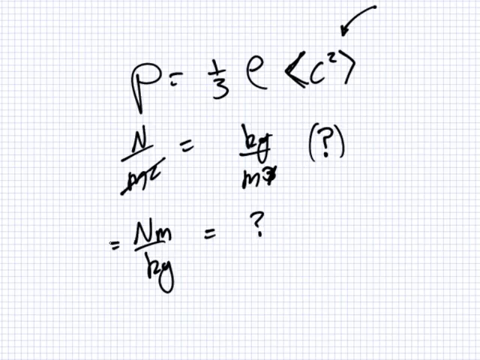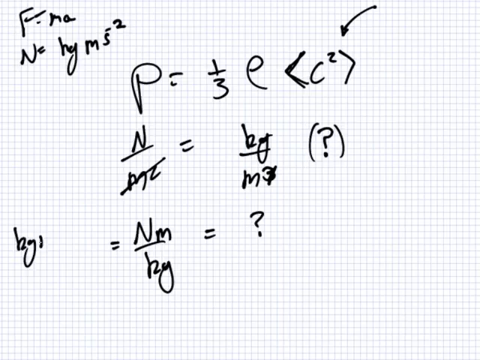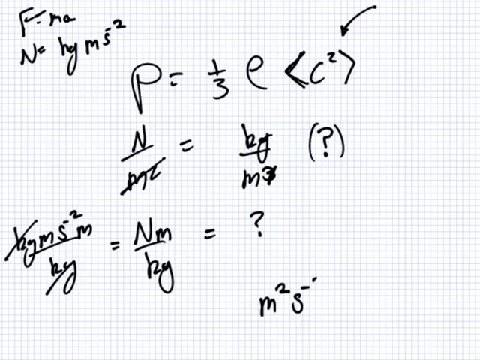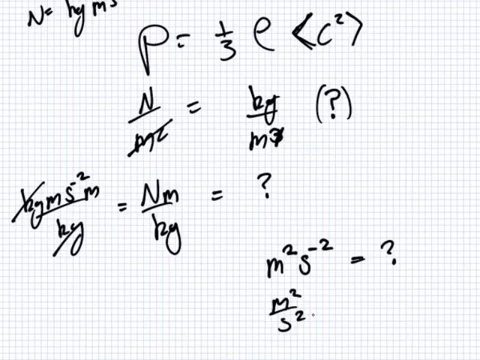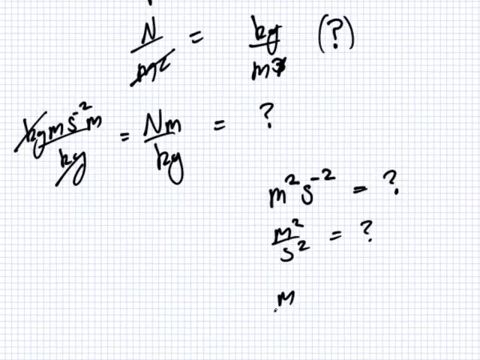Now, we need to clean this up to try and figure out what it is. So Newton, you might remember F equals ma. So a Newton is a kilogram meter per second squared. So this is kilogram meter per second squared, meter over kilogram. Kilograms cancel, so you end up with meter squared per second squared equals the units. Or in other words, meters over second squared equals the units.